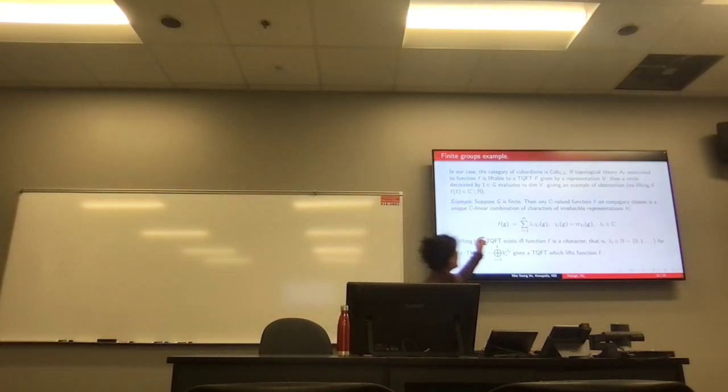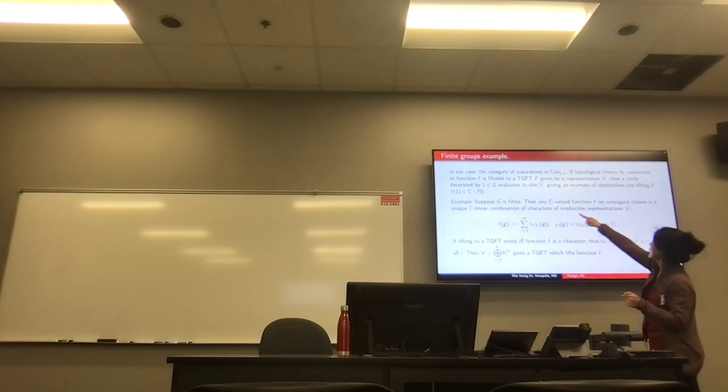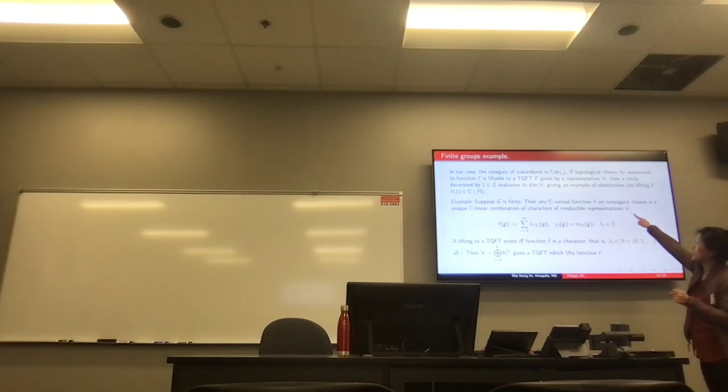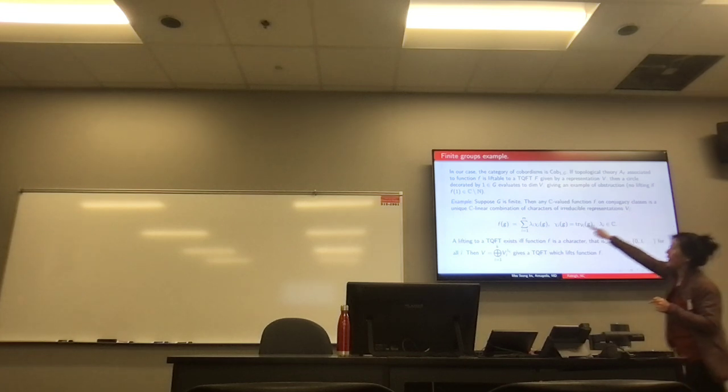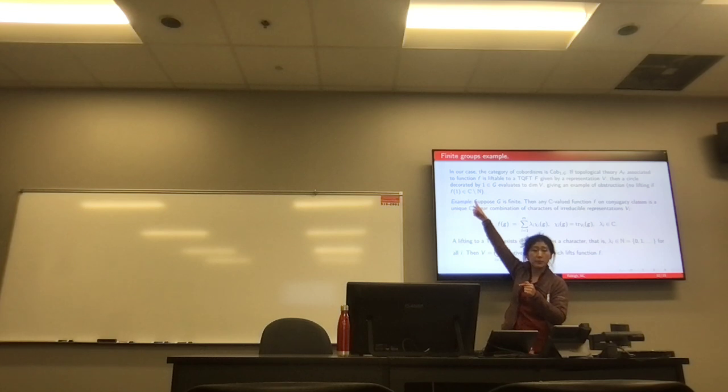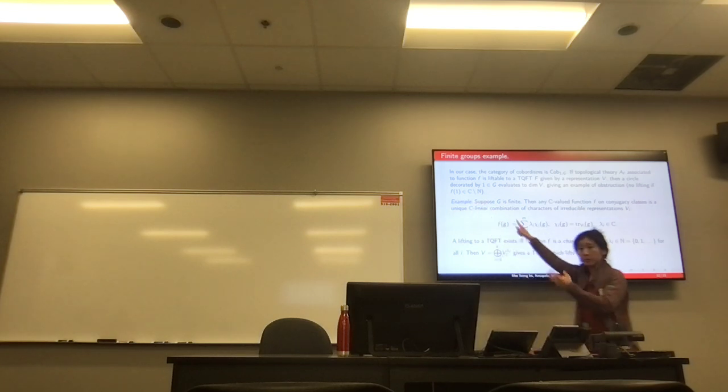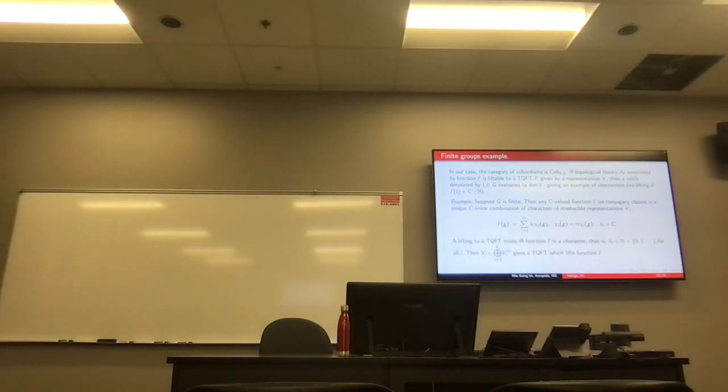So basically, if a topological theory AF is associated to the function lowercase f, you can lift lowercase f to a TQFT uppercase F by a representation V. Then a circle with no defect, or maybe a defect labeled by 1, is going to evaluate to the dimension of V. So we see that there's an obstruction. There's no lifting if f of 1 is a complex number that's not a natural number.